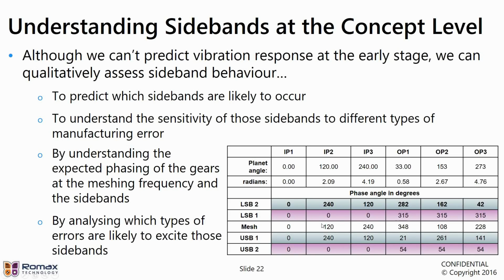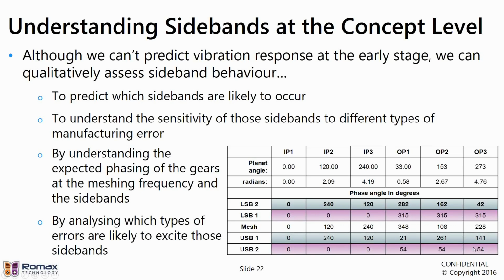We can also calculate those phasings for the sidebands, and we can see for the first upper sideband, that's 1 carrier order above the mesh frequency. Again, we have sequential phasing, 120 degrees apart. Similarly, with the second lower sideband, that's 2 carrier orders below the mesh frequency, we have that. But for the first lower sideband and the second upper sideband, all the inner planets are in phase, all the outer planets are in phase.